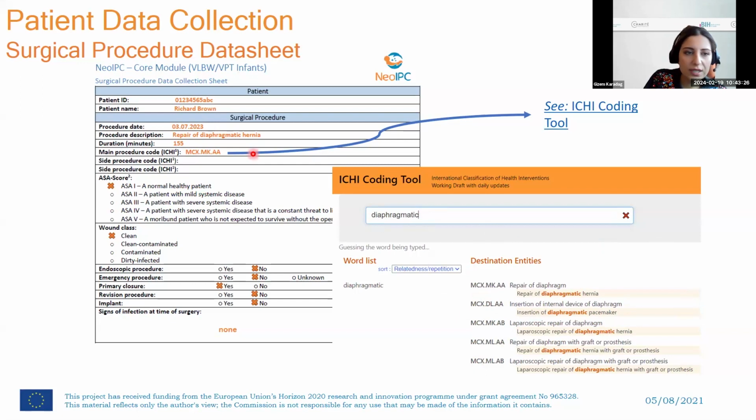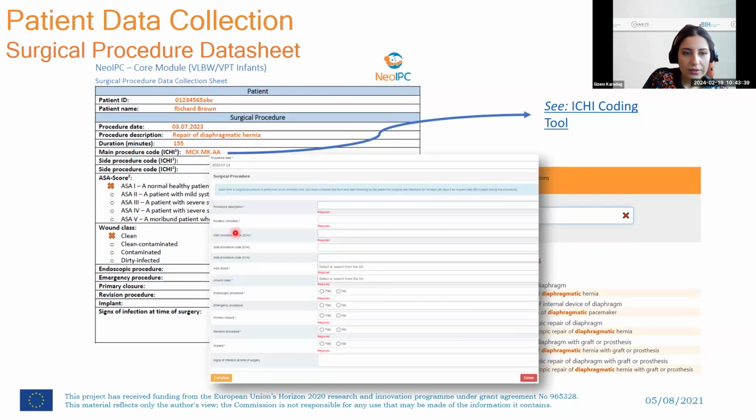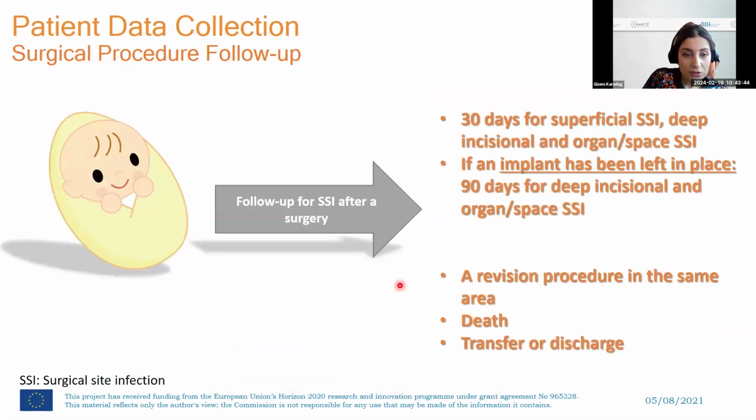You can record up to 3 procedures in one event, one data sheet, but you need to assign one of them as the main procedure. This is a screenshot of the online platform of the surgical procedure event. So when you record a surgery, you should follow up your patient for a period to see if your patient developed a surgical site infection due to this procedure. This follow-up period is, in most cases, 1 month, 30 days.